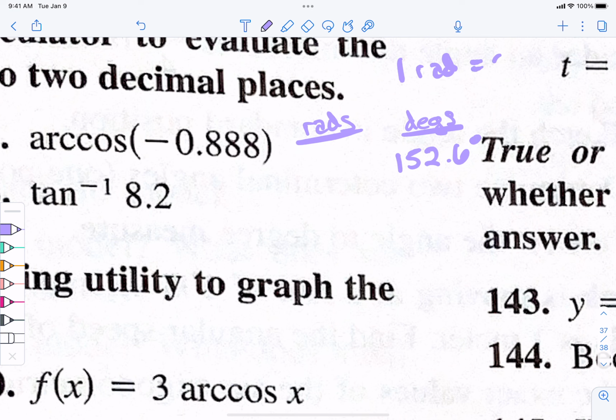If 1 radian is 57 degrees, we are about not quite 3, correct? 2 point something. What do you got for radians? I took the arc cosine. 2.67 radians. That seems appropriate, correct? If 1 radian is 57 degrees, 152 degrees is not quite 3 of those. So 2.67, yes, that seems appropriate.